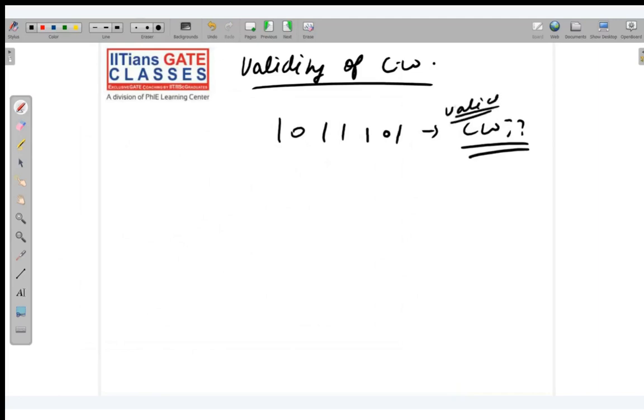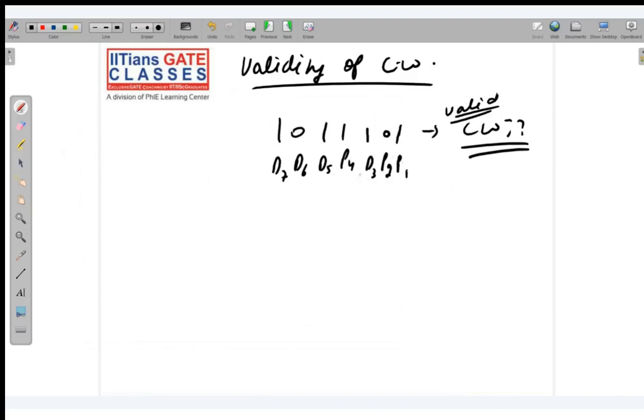So how you will check the valid code word? You just do the reverse procedure. What is the reverse procedure? You will simply write it here. P1, P2, D3, then D4, sorry, P4, D5, D6, D7. So you simply write that. I think there is no doubt. Okay. So P1, P2, D3, P4, D5, D6, D7. If something is extra, you will write P8, then D9, D10, D11, D12, D13, D14, and so on. You will keep on writing. So there is no problem.